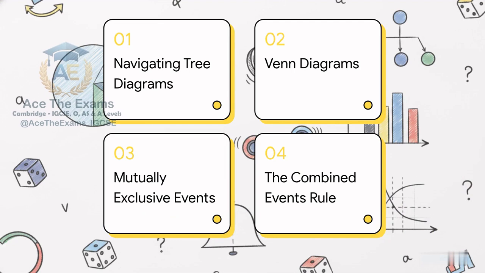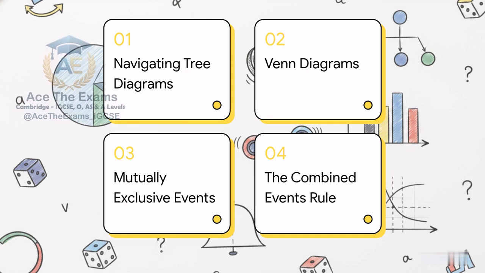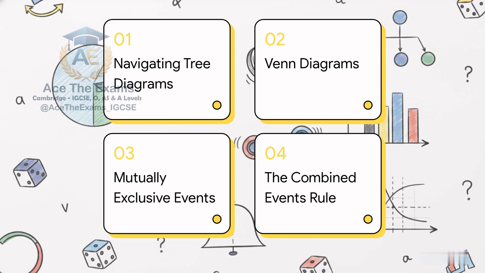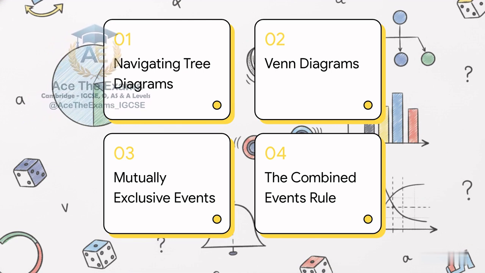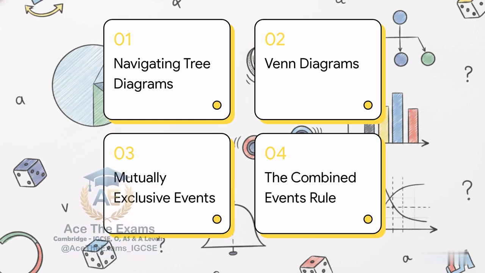Okay, let's dive into our syllabus for this explainer. First up, we're going to navigate the branches of tree diagrams. Then, we'll see how overlapping circles can solve apparent paradoxes in our Visualizing with Venn diagrams section. From there, we will establish the ironclad rules for mutually exclusive events. And finally, we'll tackle the tricky scenarios where categories collide using the combined events rule.